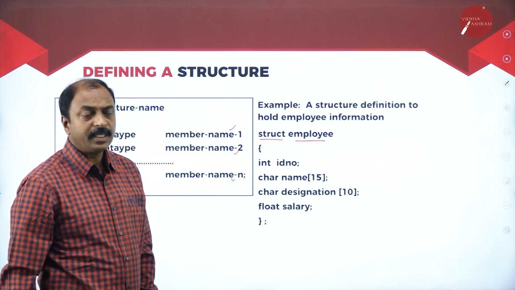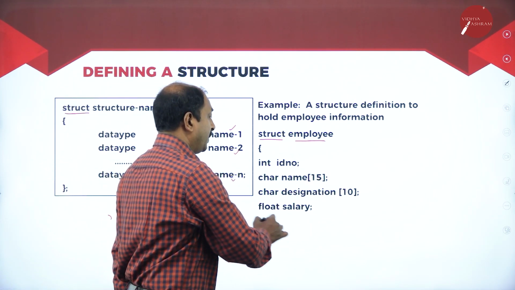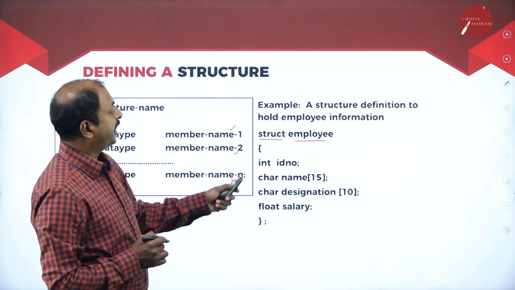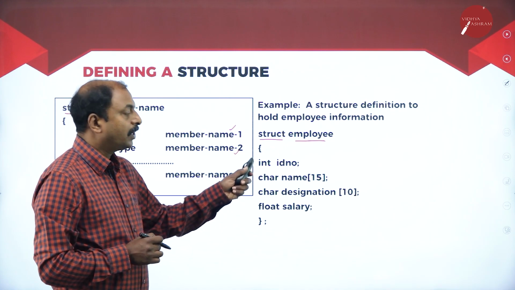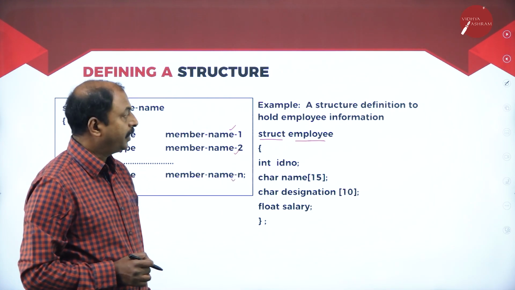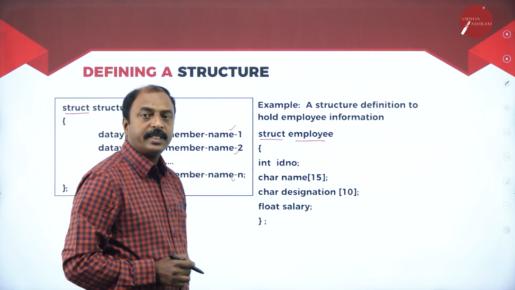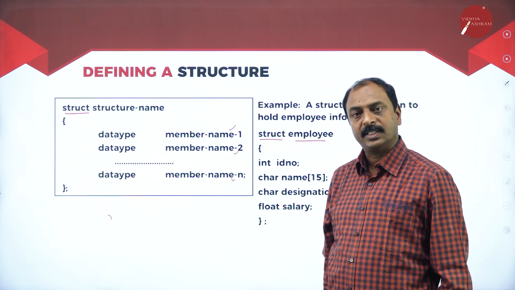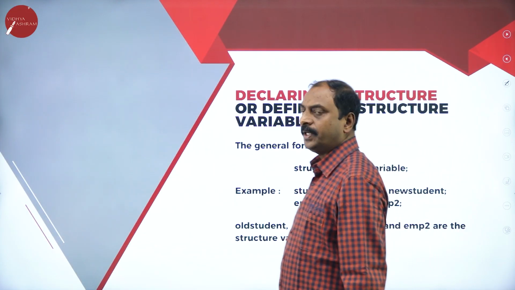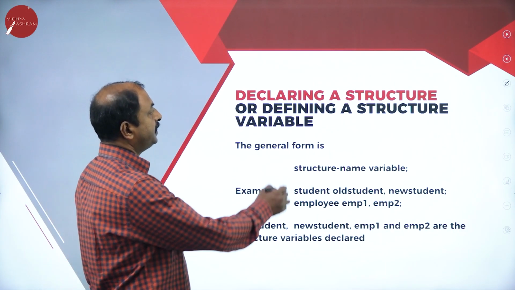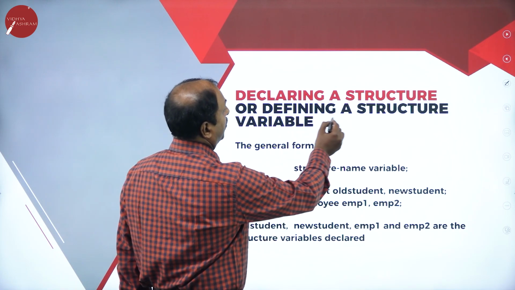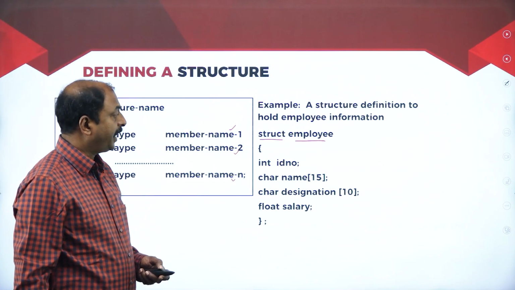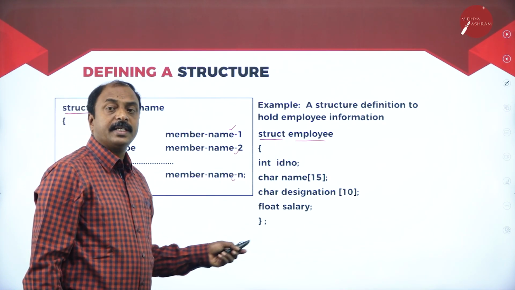So what is a structure? It is a collection of simple variables, which can be of different data types or the same data type. This is the definition of a structure. In this example, employee is the name of a structure. In the next slide, how do we declare a structure? It is declaring a structure or defining structure variables. What you have seen in the previous slide is only defining a structure.